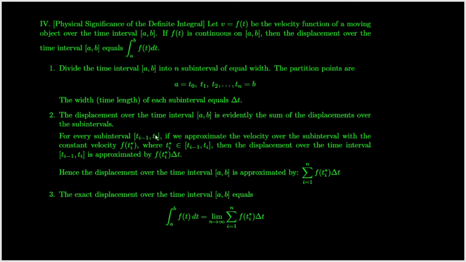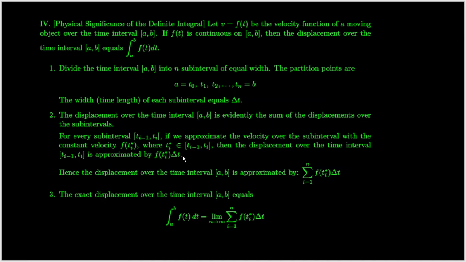If n is large, then the widths of the subintervals are tiny. Since the velocity function is continuous, the velocity over each tiny subinterval does not change much. So we can use a constant velocity to approximate the velocity over each tiny subtime interval. We can use the velocity at any instant as the constant velocity. It's denoted by f(ti*).